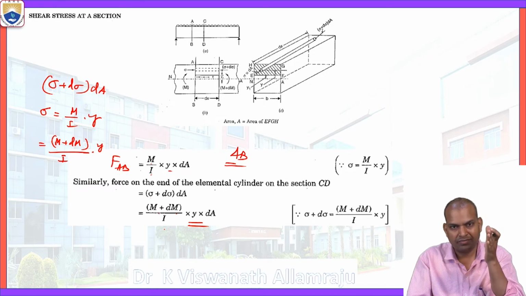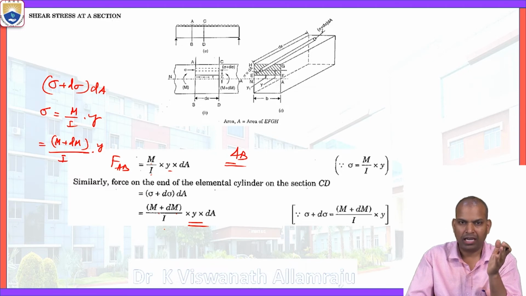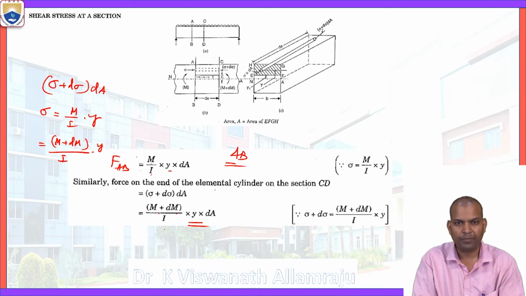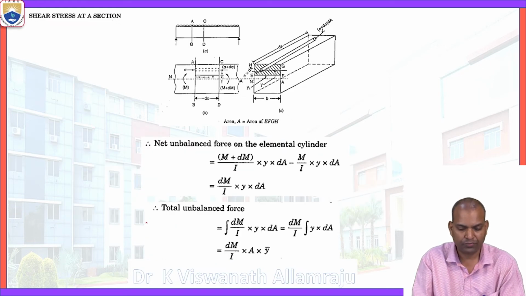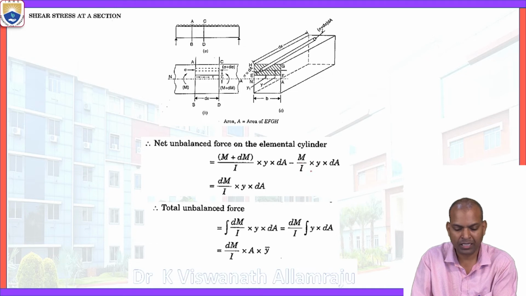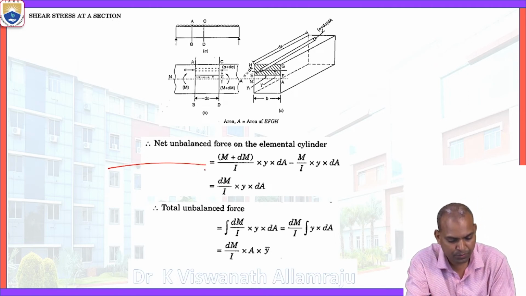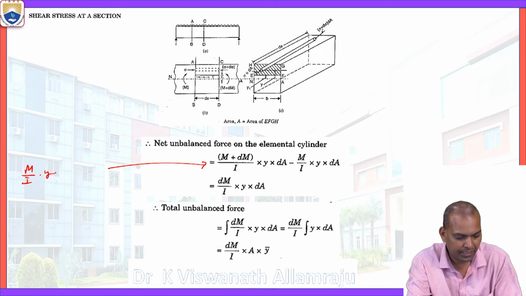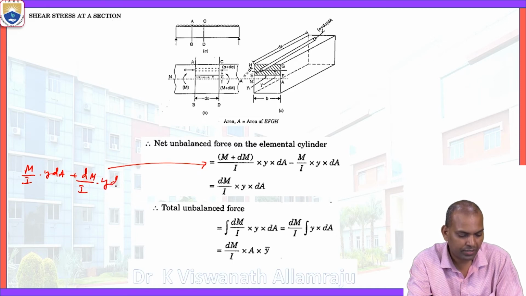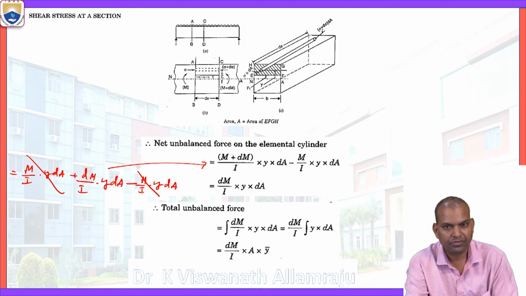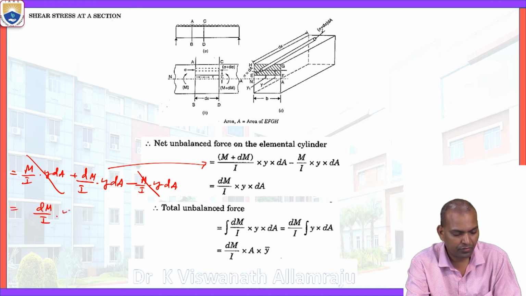Now on one side of the elemental section, it is M by I into y dA. On the other side it is M plus dM by I times y dA. So on one side it is more, on one side it is less, so there is unbalancing. What is that unbalanced force? It comes from the right side force minus the left side force: M plus dM by I times y dA minus M by I times y dA. This is the net unbalanced force. With simplification, M by I times y dA plus dM by I times y dA minus M by I times y dA. The M by I times y dA, positive and negative, cancel. That leaves dM by I times y dA.